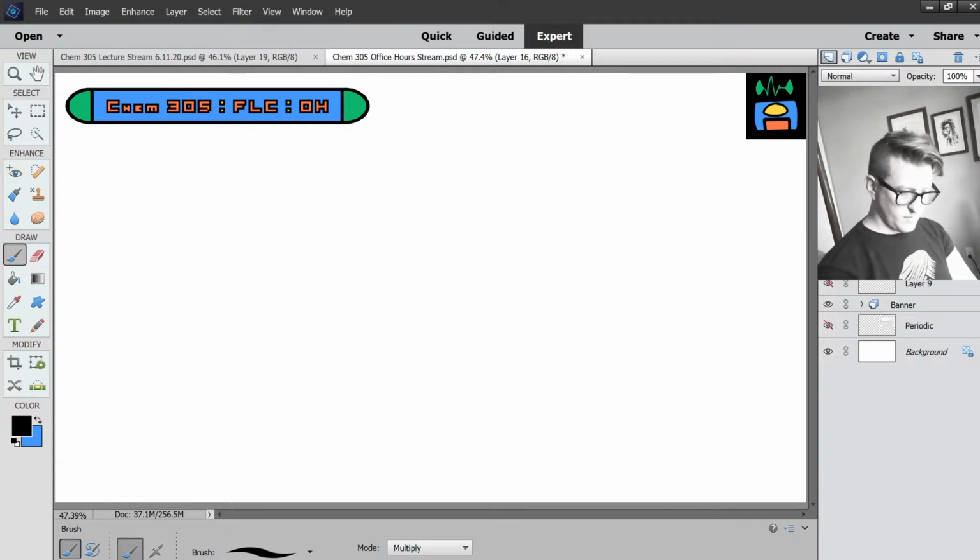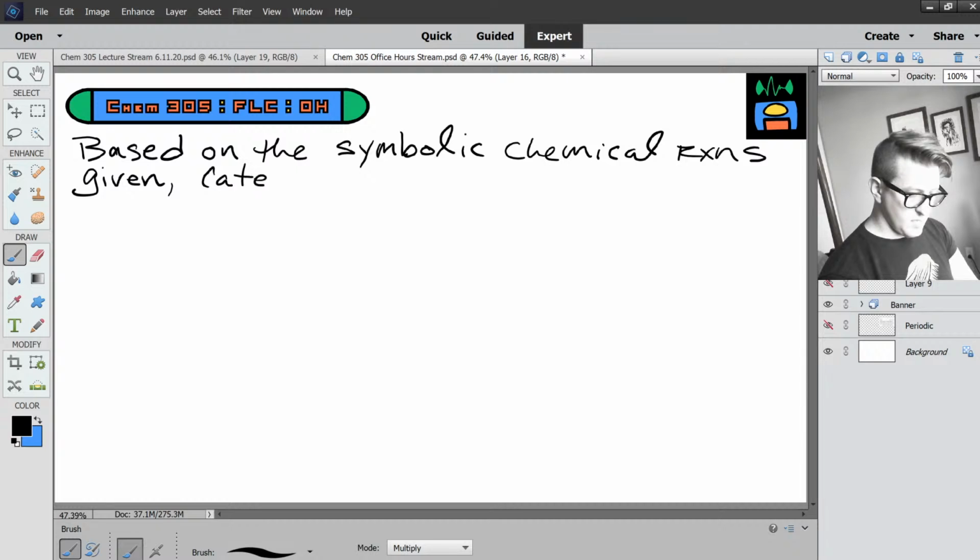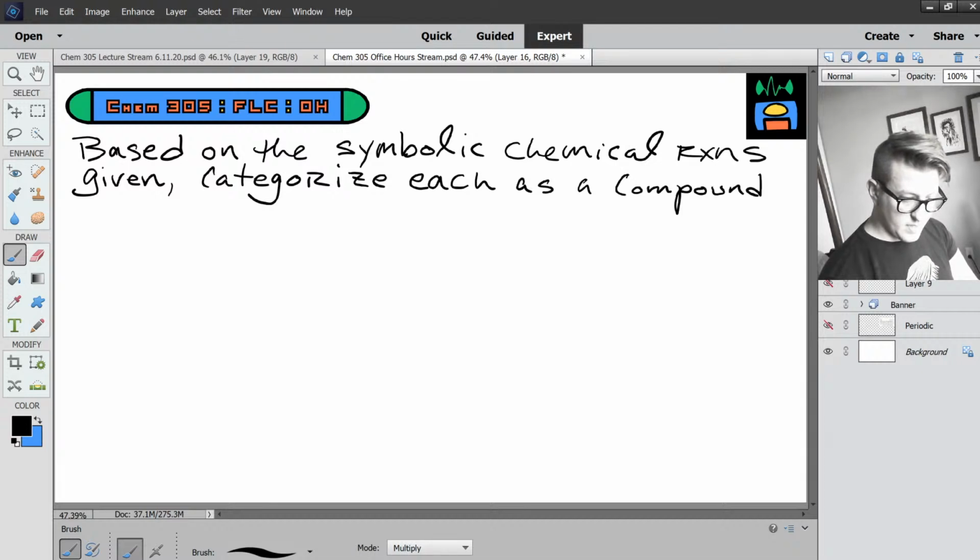So, based on the symbolic chemical reactions given, categorize each as a compound, element, or ambiguous.